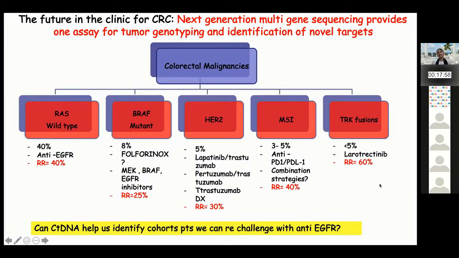Now, coming back to that algorithm that I put together right at the very beginning, looking at patients with metastatic colorectal cancers, where you have this plethora of different targets, such as RAS, BRAF, HER2, MSI, and TRK, we know that patients with RAS wild-type disease, when you give them anti-EGFR, tend to do very well. There's a response rate of about 40%, but these patients eventually develop resistance to anti-EGFR, and they progress on panitumumab or cetuximab. So the question then comes up, could you potentially re-challenge these patients later on? Can ctDNA help us identify cohorts of patients we can re-challenge with an anti-EGFR?